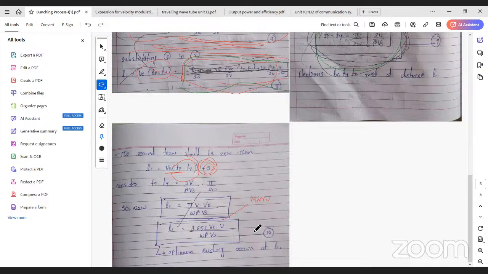So we completed 3 short questions. What are the 3 short questions we completed? One is the bunching process. Another is the expression of the velocity modulus. Another is power and output efficiency. So complete block 5 is completed without skipping one topic, because here we have 3 units. 3 units means you can expect 2 essay questions; 2 units means you can expect 1 essay question. Without skipping any topic, I completed complete microwave tubes block 5. Those who have not attended offline classes, in the next classes I will cover block 1, block 2, block 3.